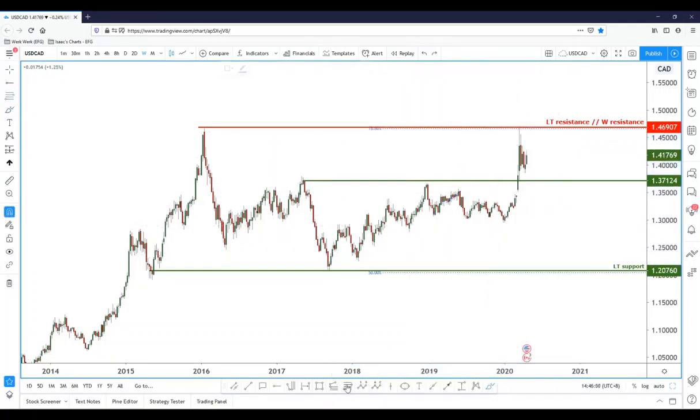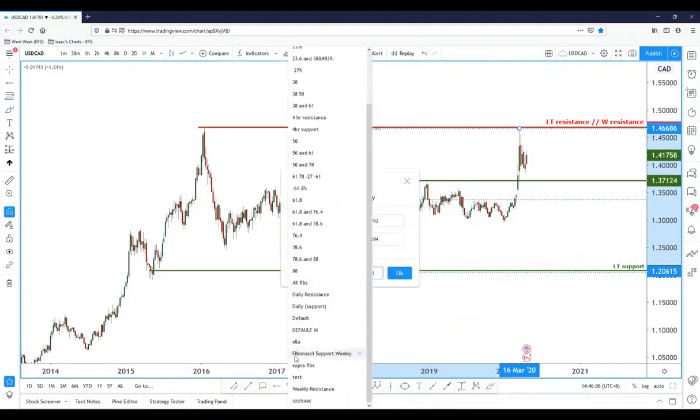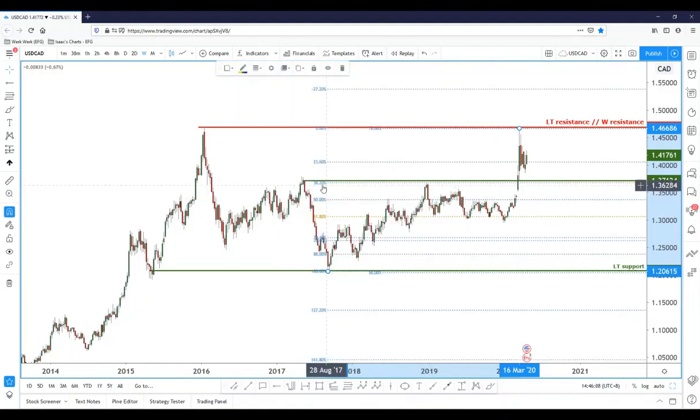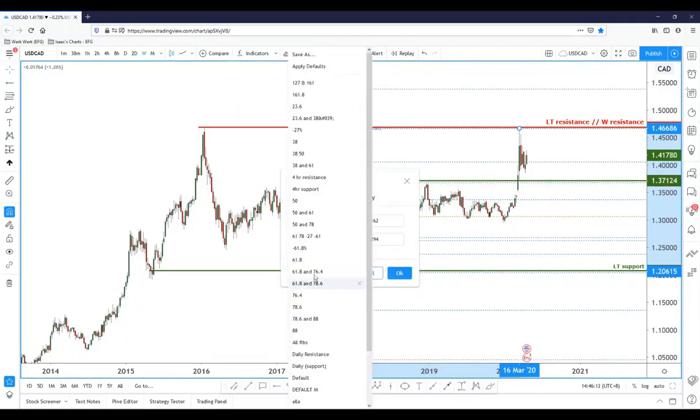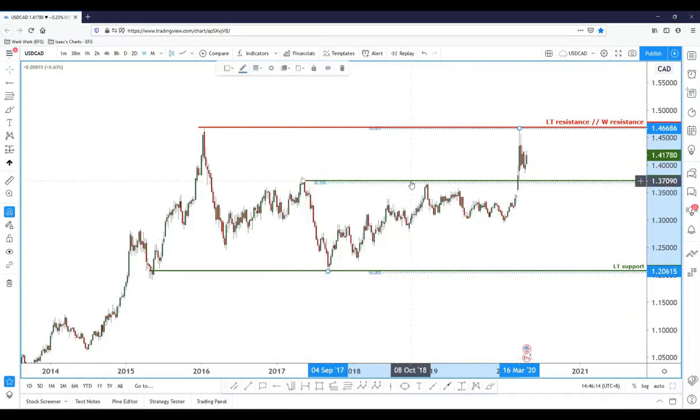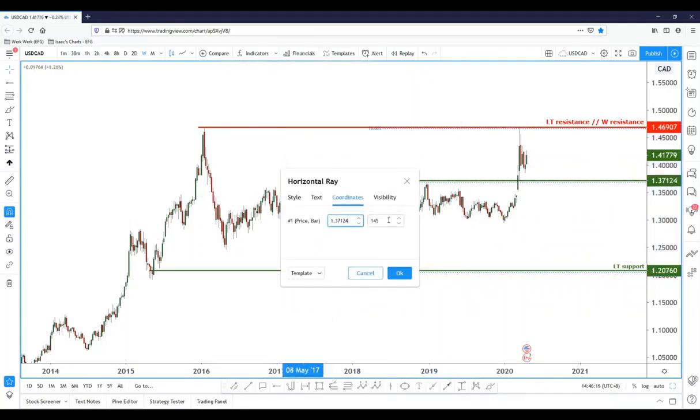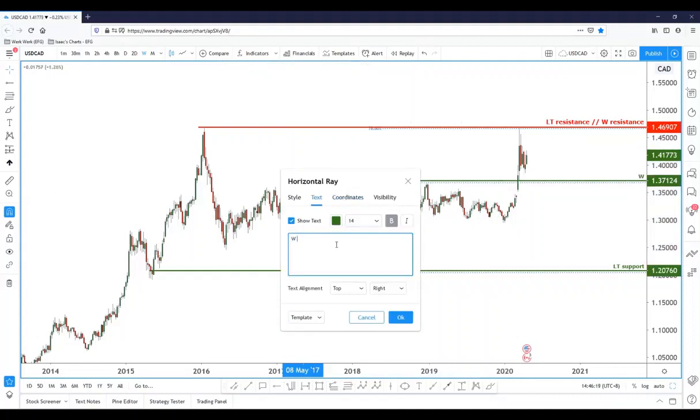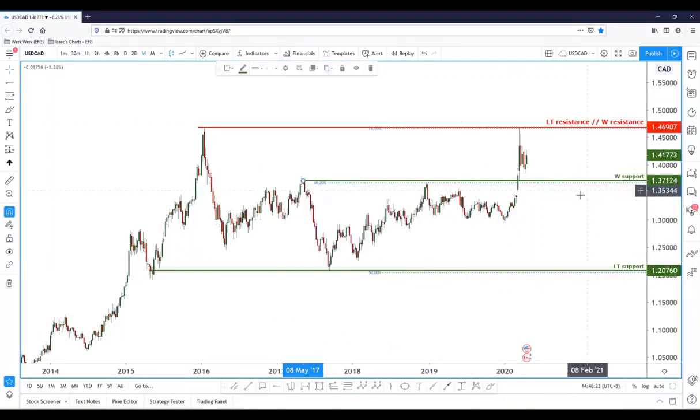So we take a retracement. Right, we open our Fibonacci ratios and we see that this graphical support level for the weekly falls on the 38%. So let's call this our weekly support. Now that we have our weekly resistance and weekly support, let's go down to the daily.